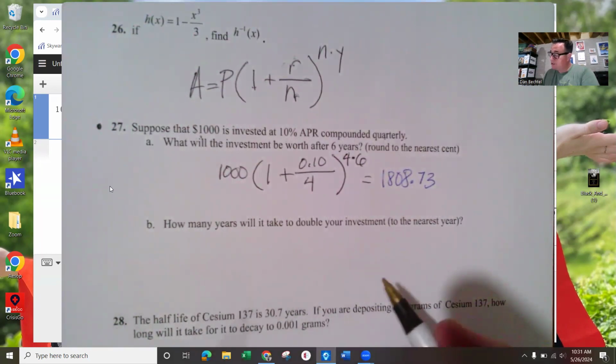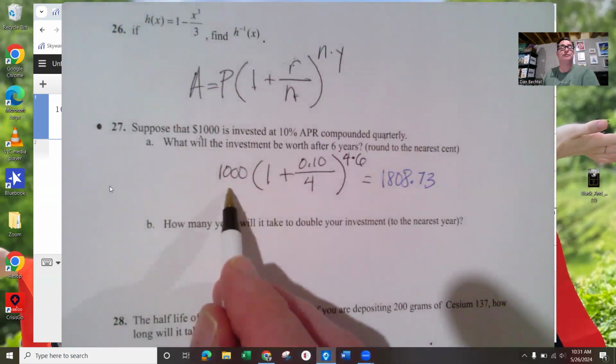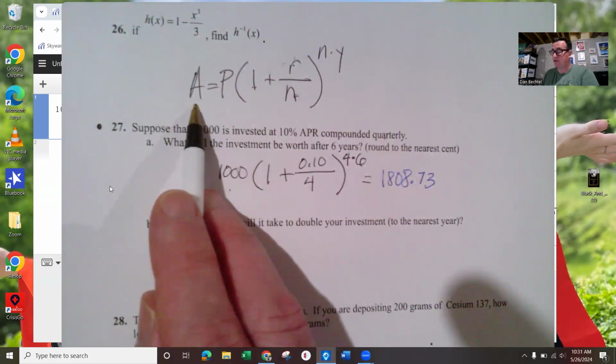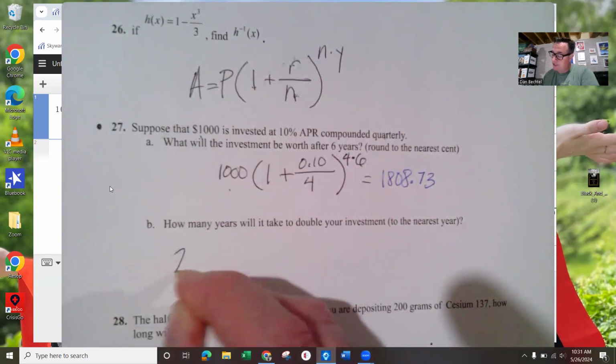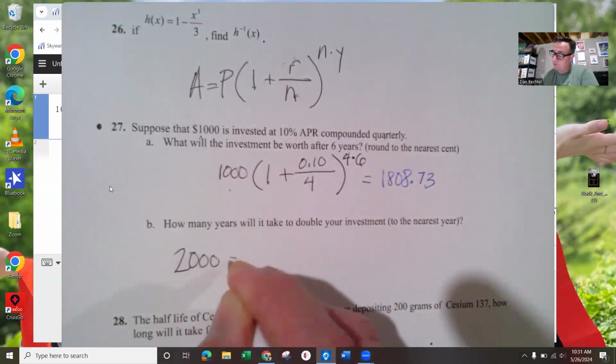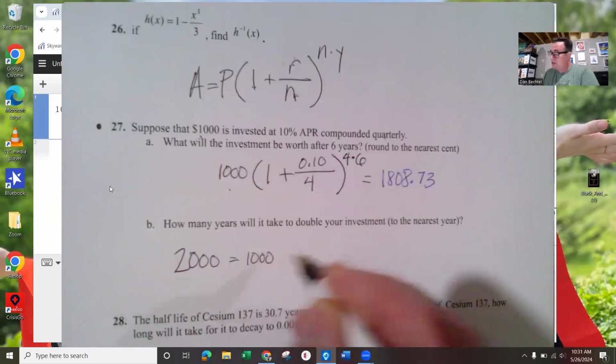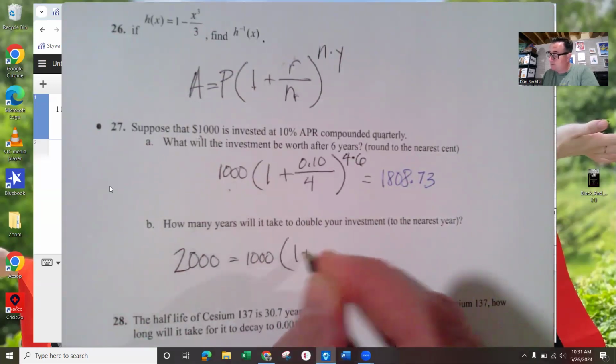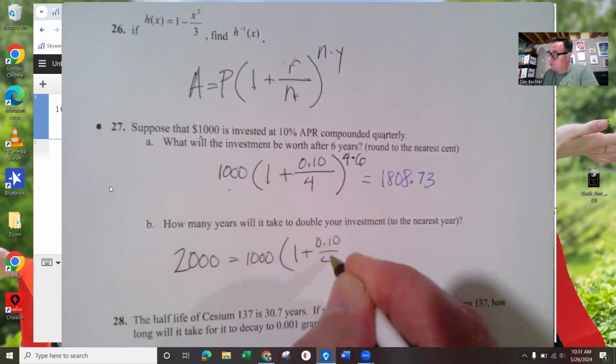In the case of this, we wanted to double our investment. So I want this 1,000 to become 2,000 when I look at the A that we have here. That's what the doubling would be. So if I'm setting the equation, 2,000 is my goal, start with 1,000, and it's equal to, again, all of this stuff on the inside is the same. So 1 plus 0.10 divided by 4.